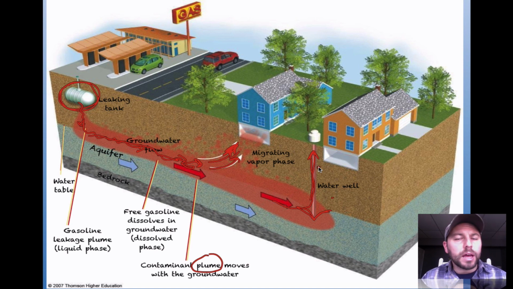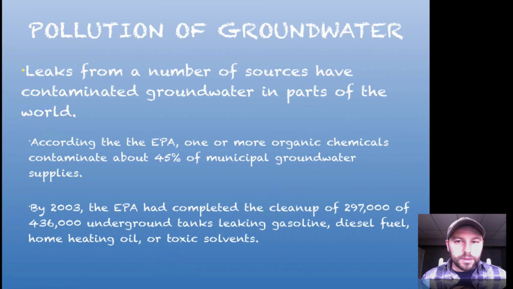At Brookhaven National Labs, what they've done is set up a huge amount of monitoring wells to look at these plumes, their movement, how fast they're moving, and where they're moving. They've also taken everyone in that area off private wells and put them on a public water supply so that they are safer. But the cost to Brookhaven National Labs has been huge. Leaks from a number of sources have contaminated groundwater in parts of the world. It has happened here on Long Island and parts of the United States, and it takes a huge amount of money to clean up.